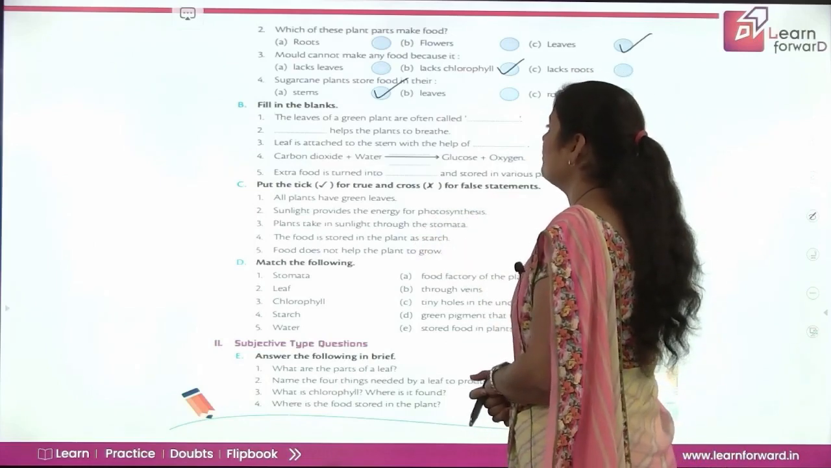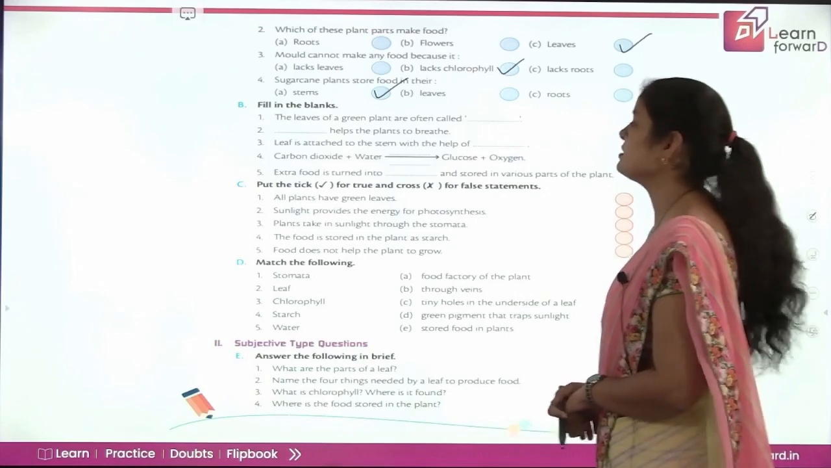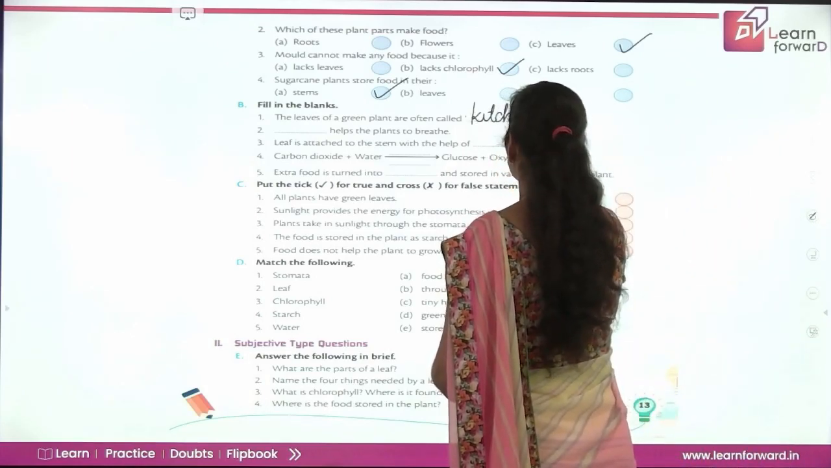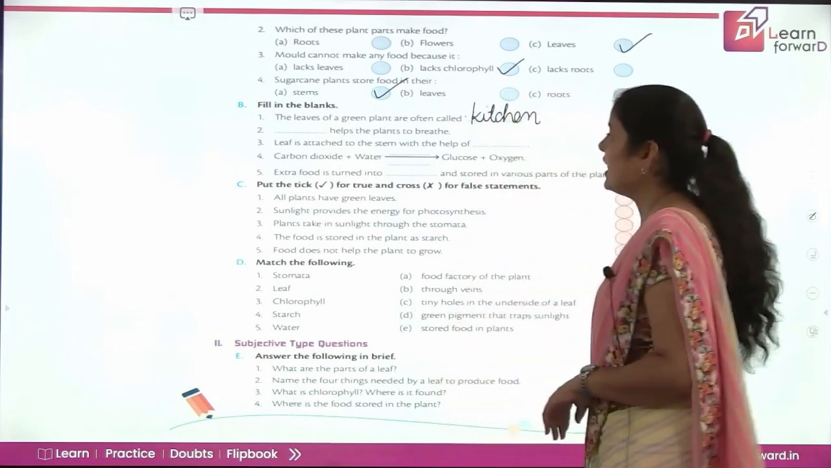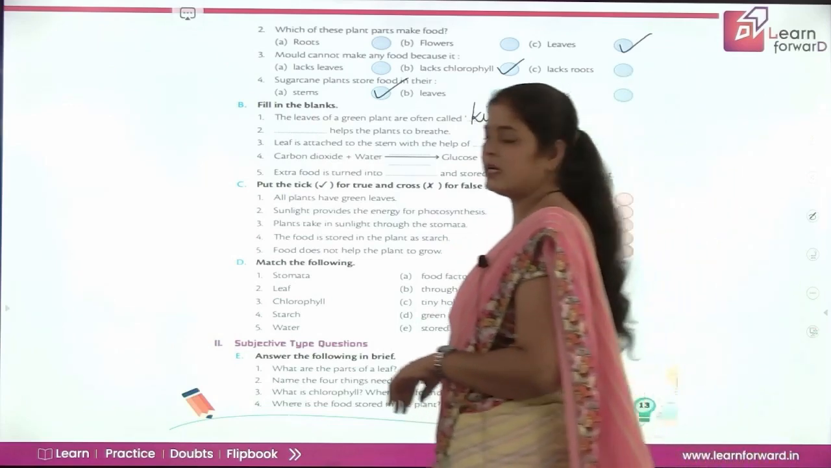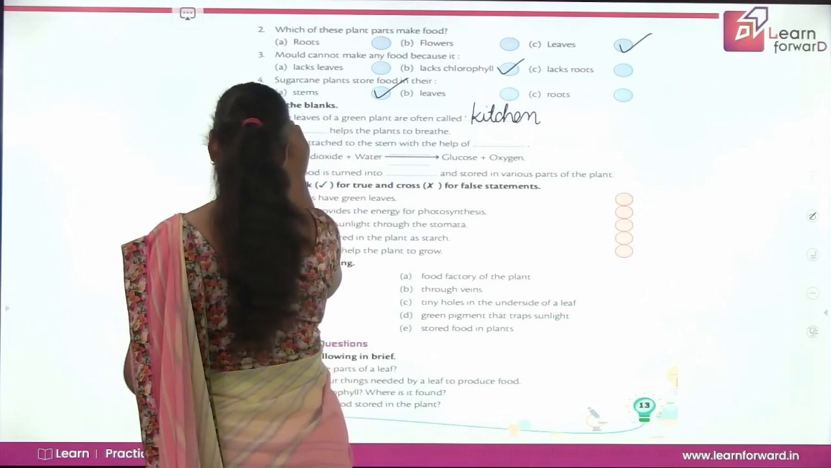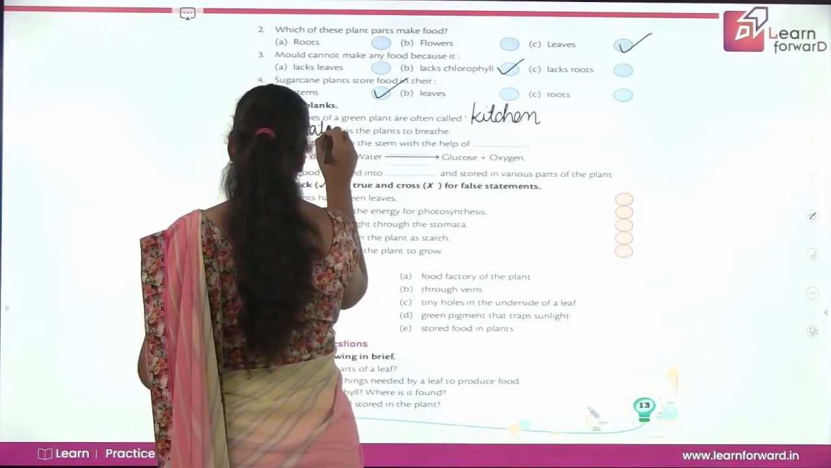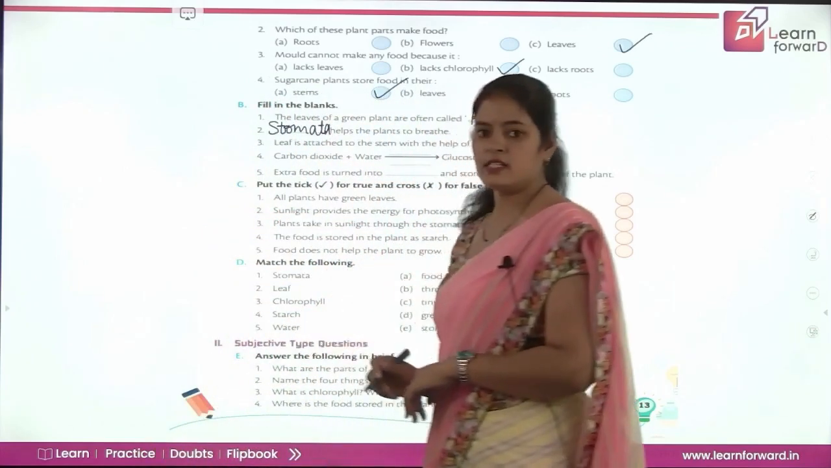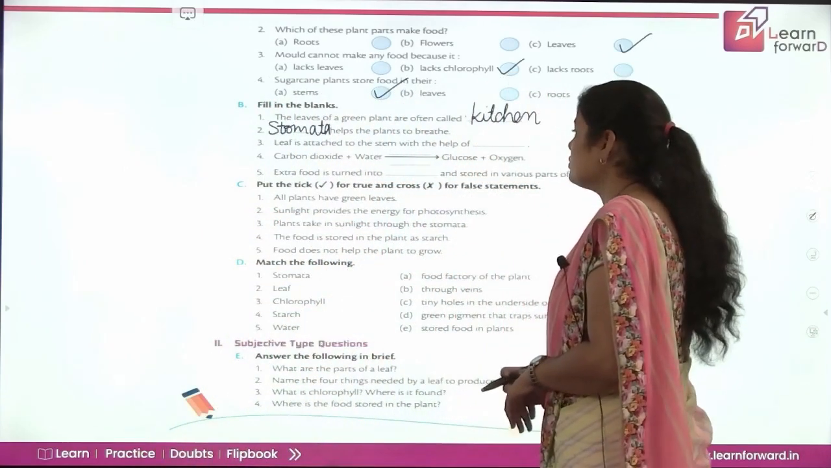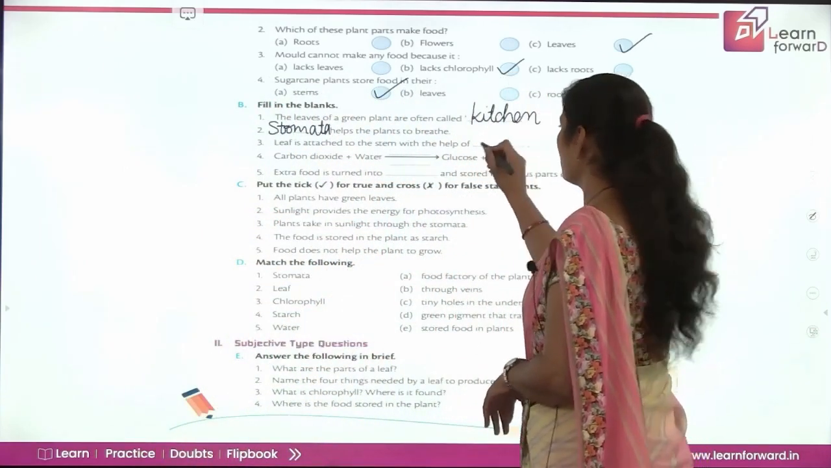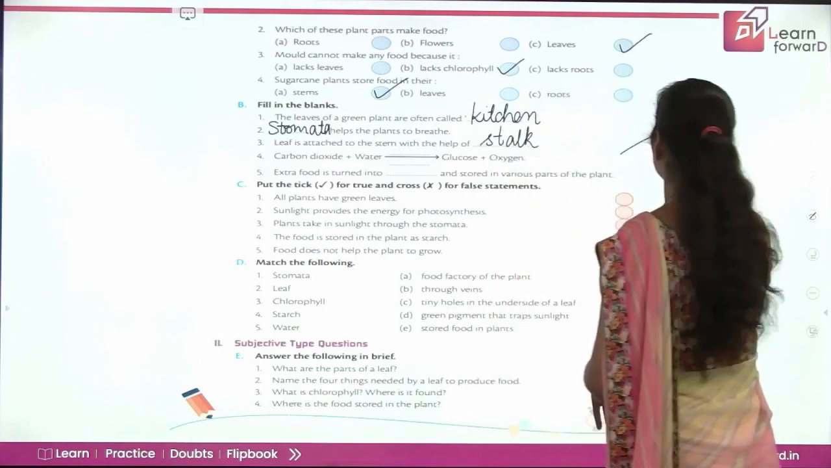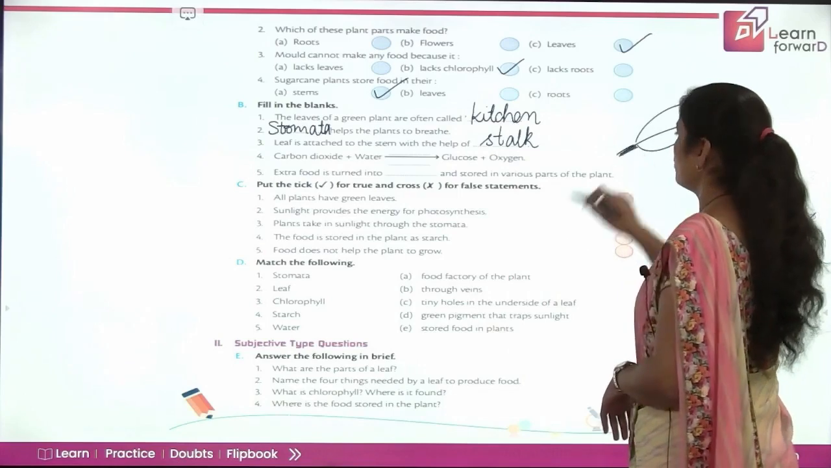Fill in the blanks. The leaves of a green plant are often called the kitchen of the plant or food factories. Dash helps the plant to breathe. What part? Leaves only. Or stomata. Specifically, if you want to write, you can write stomata. Generally, if you want to write, it is leaf. Leaf is attached to the stem with the help of stalk. Okay, remember this part? This is the stalk.